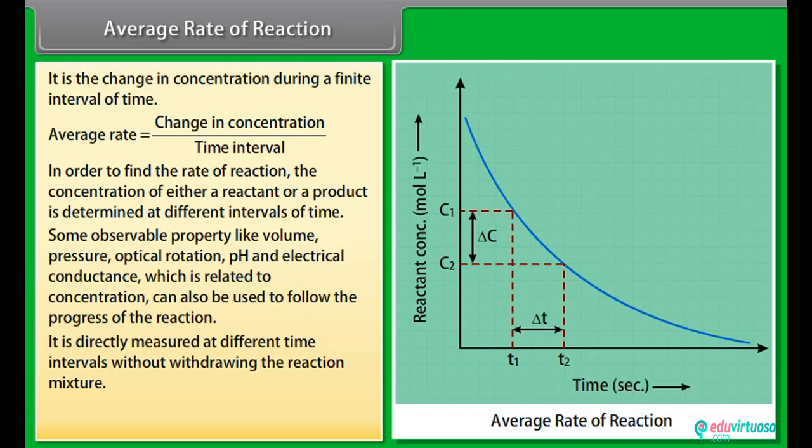It is directly measured at different time intervals without withdrawing the reaction mixture. Average rate is equal to negative delta C upon delta T.